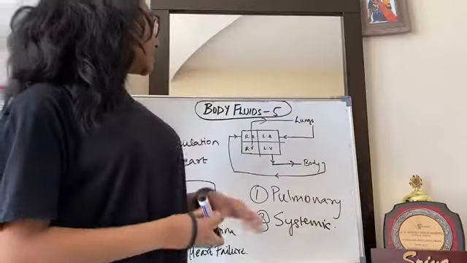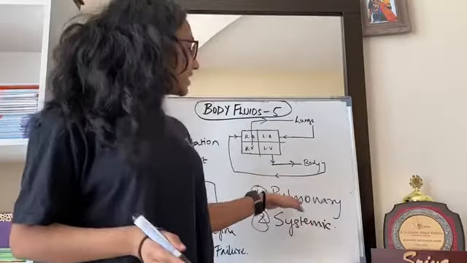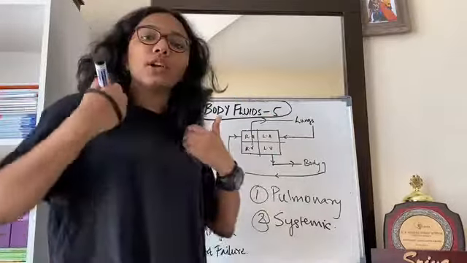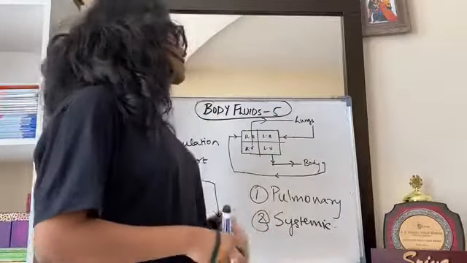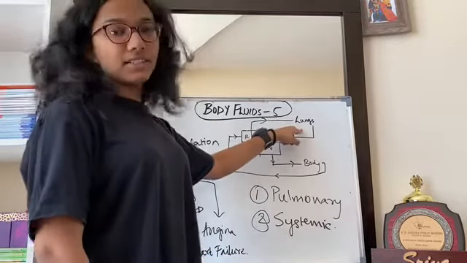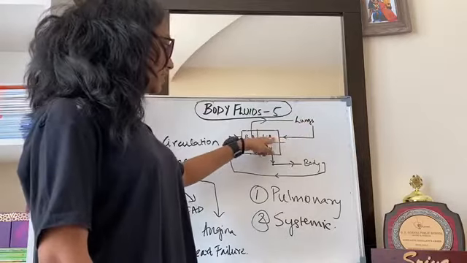Okay, pulmonary, see, pulmo is always related to the lungs, okay? So remember it like this: pulmonary circulation means it involves the lungs and systemic circulation involves the rest of the body. Okay, lungs are here. Now, there is exchange of gases in the lungs. Alright, so oxygenated blood goes to the left atrium.